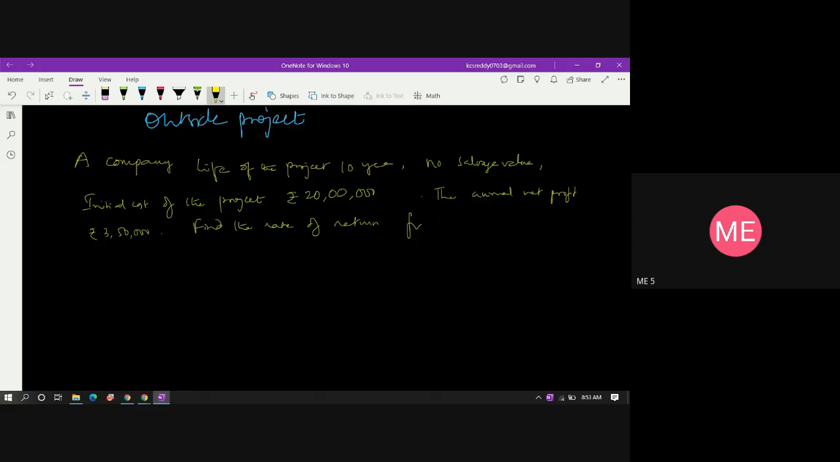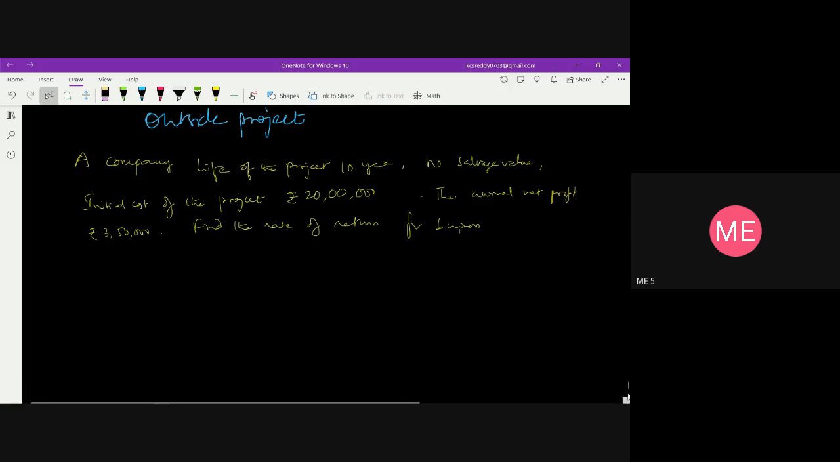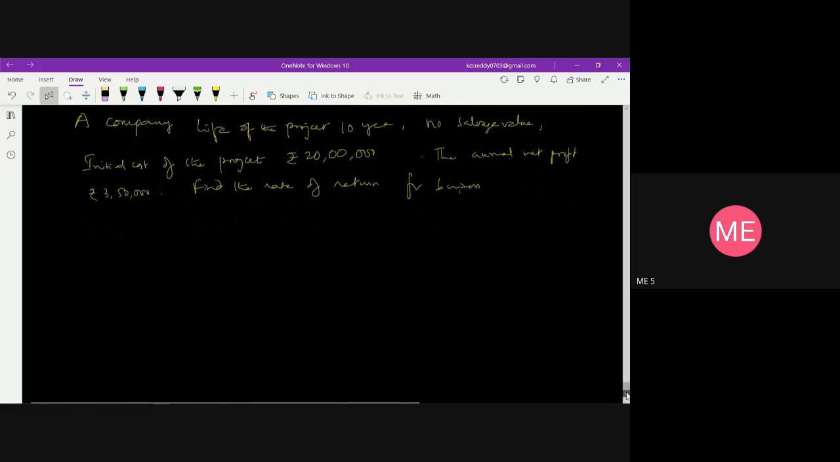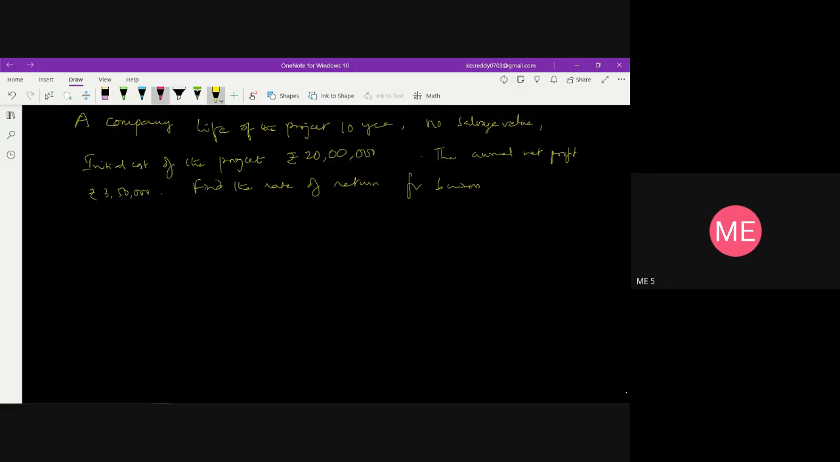Here the cost is given and the profit also; it means expenditure as well as revenue are both given. So in this case, we need to find the rate of return. We know that the rate of return is nothing but the rate at which the net present worth is going to be zero. That is called the rate of return, right?